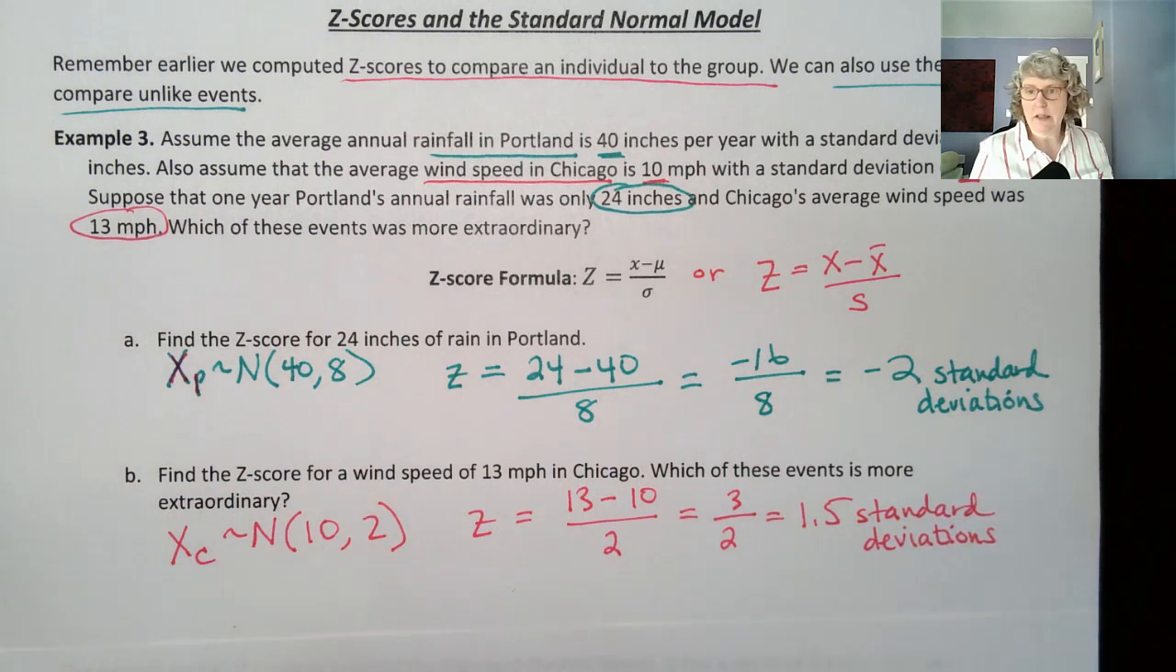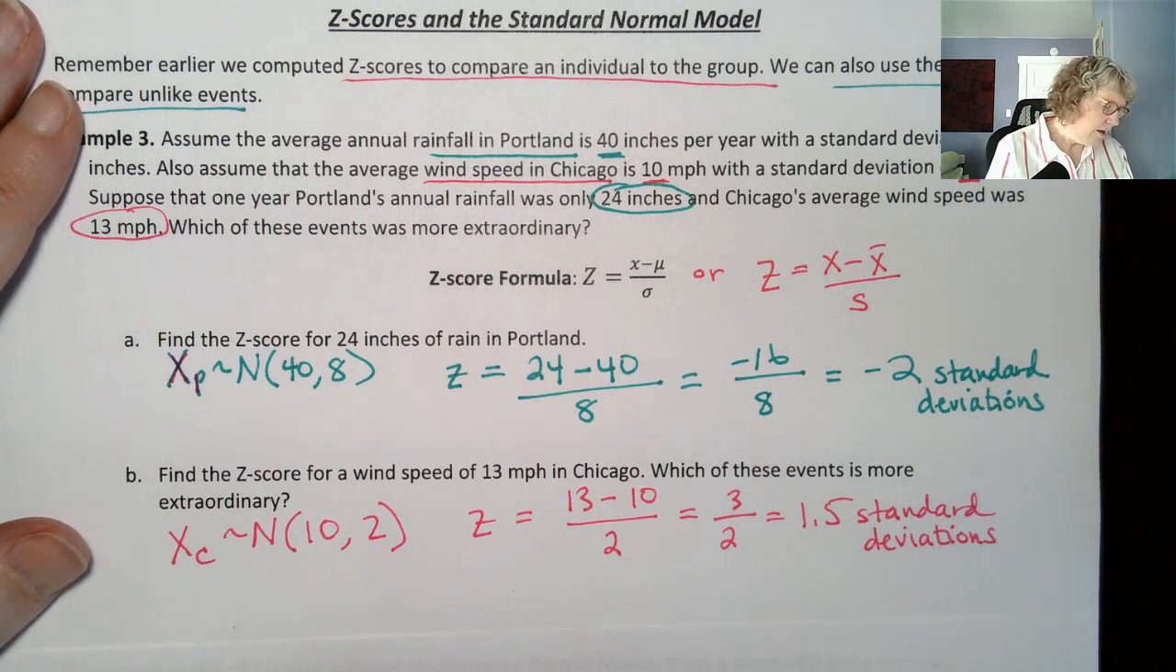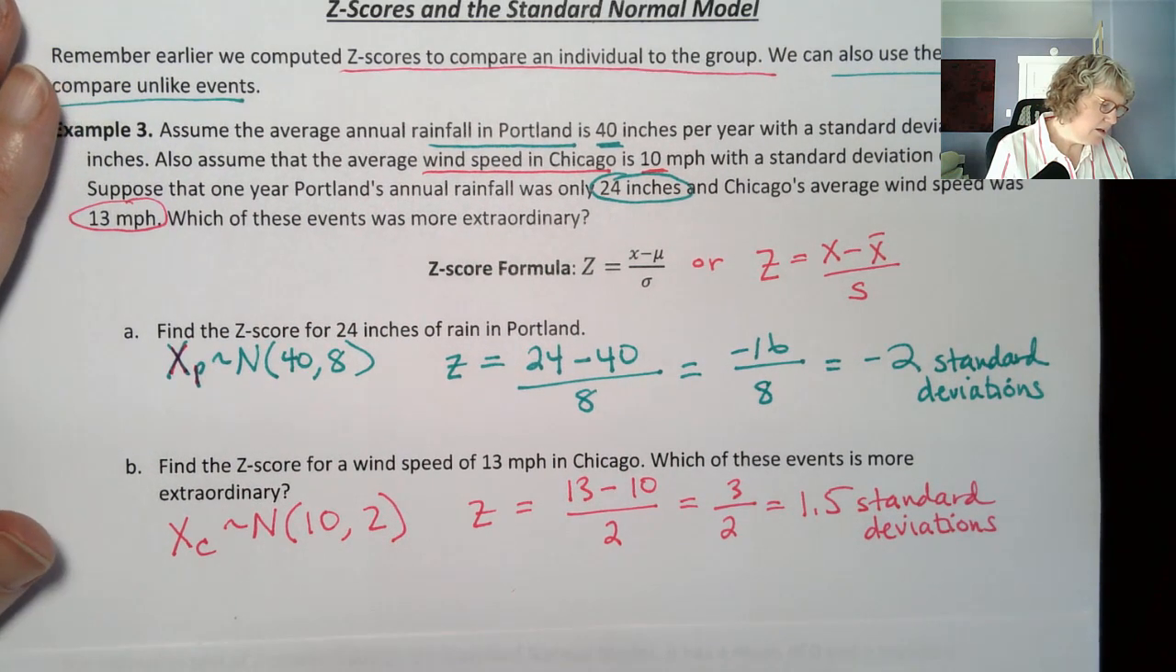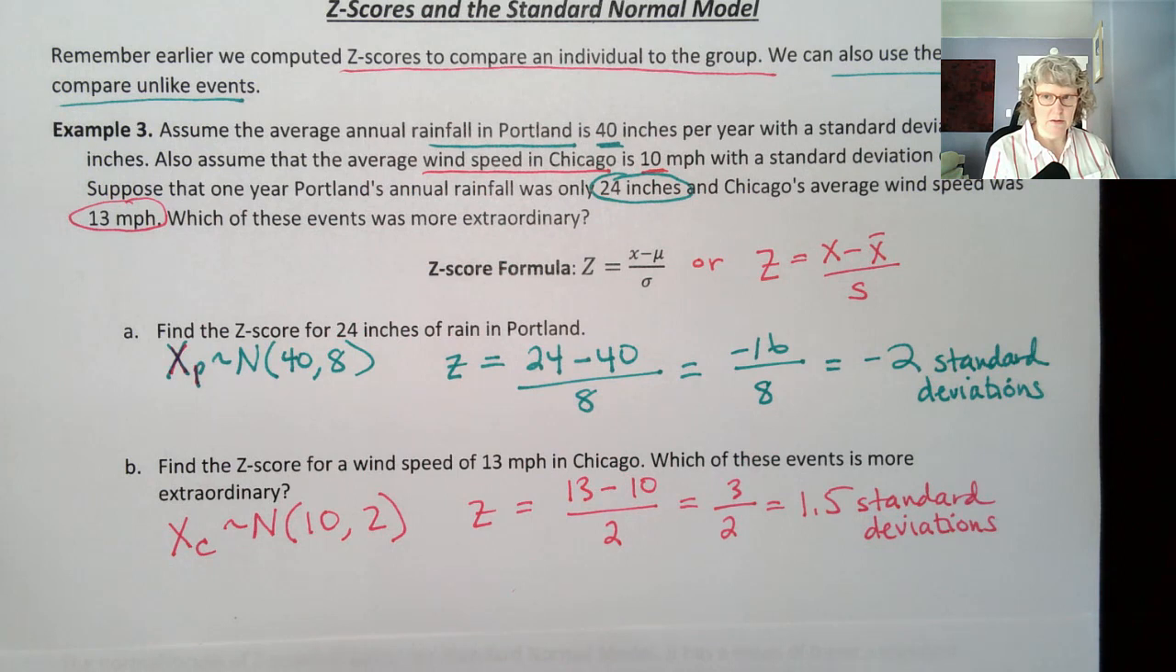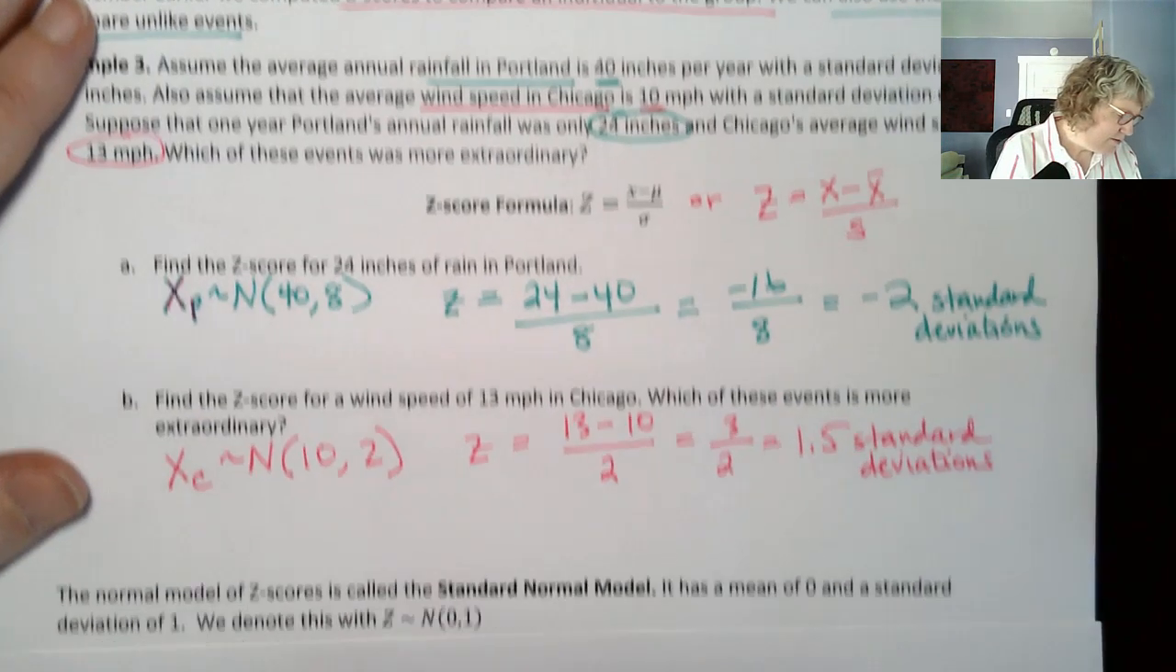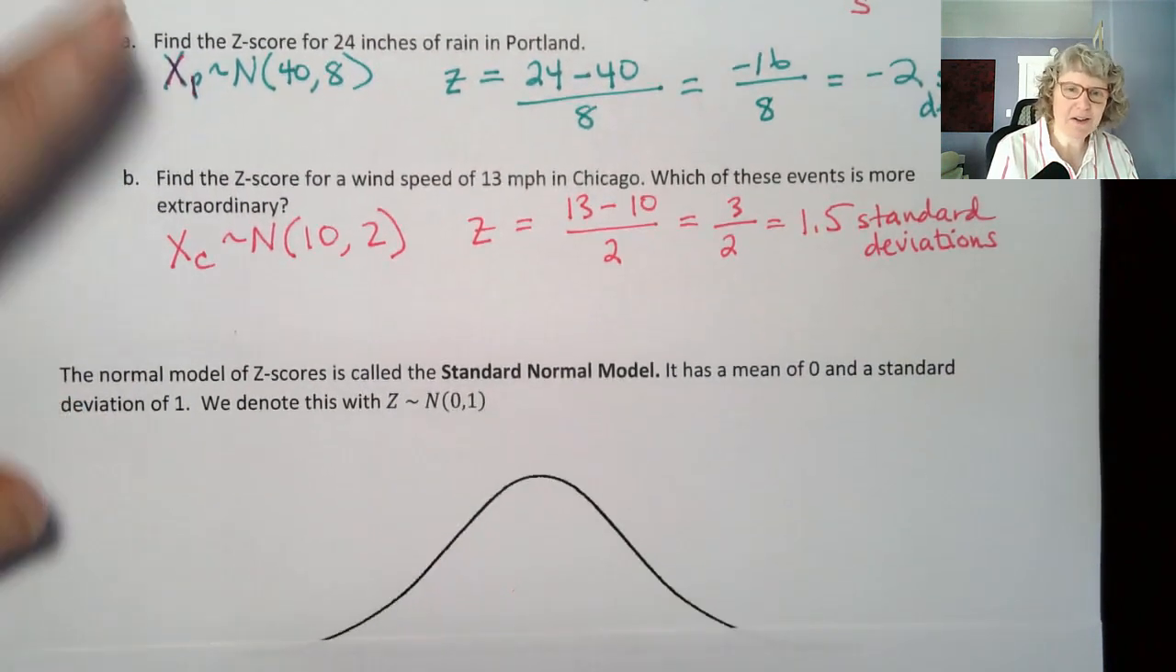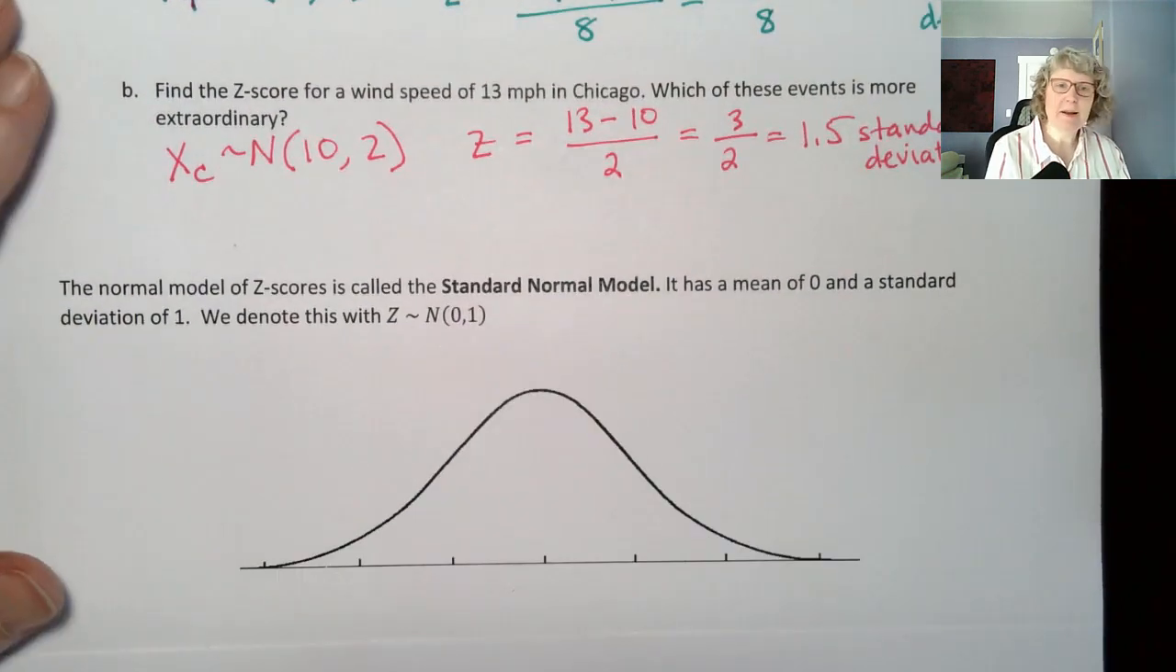And that's above the mean because it's positive, right? Okay, so which one was more extraordinary? If only we had a graph to show this on. I just happen to have one down below, so I'll come back to that answer in just a second.